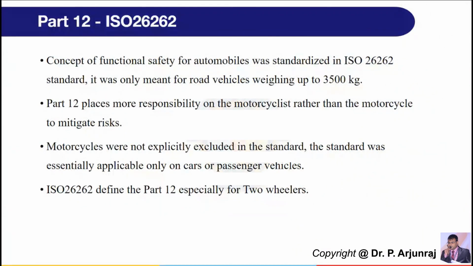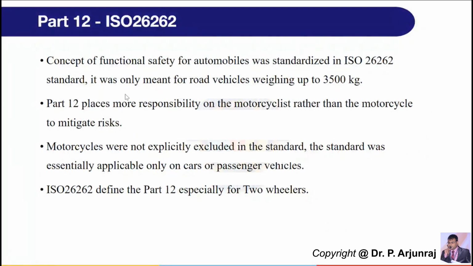This is an overview about part 12 of ISO 26262, and you know that functional safety is very much important for automotive application, and this has been dealt with in the ISO 26262 standard. It is meant only for road vehicles weighing up to 3,500 kg. And this part 12 is specifically, as I was mentioning, for motorcycle application. But again, it is meant for the motorcyclist, which means the person who is riding the vehicle, in order to prevent him from accidents or risk related to the fault or error of the automotive components.